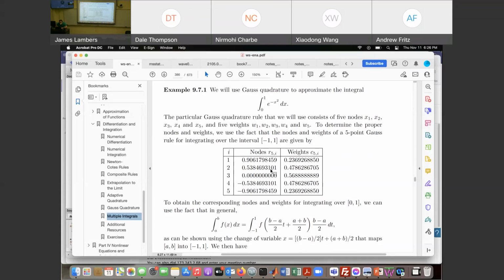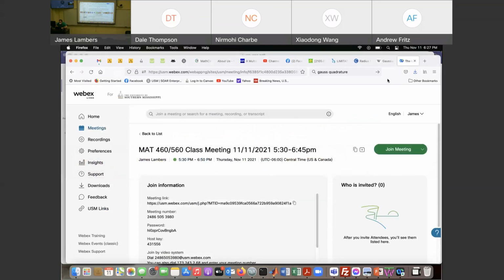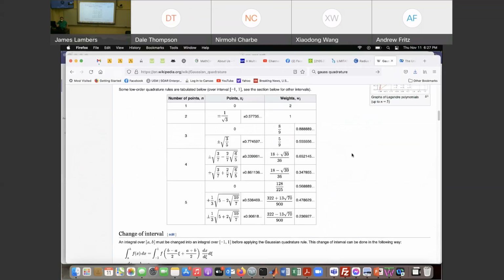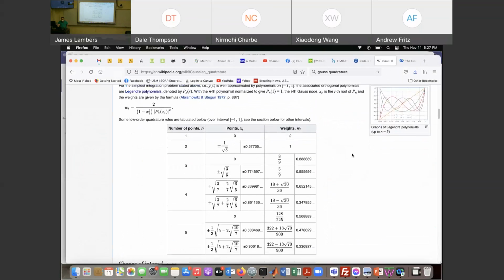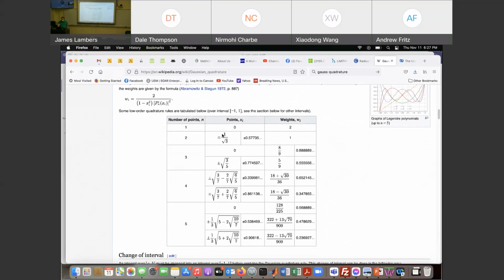Here's the Wikipedia page for Gauss Quadrature that shows exact formulas for the nodes and weights for 1, 2, 3, 4, and 5 nodes. But in other sources, you can find tables for larger values of n that were worked out long ago. That must have been a real pain back then. So now you have to do it for homework.